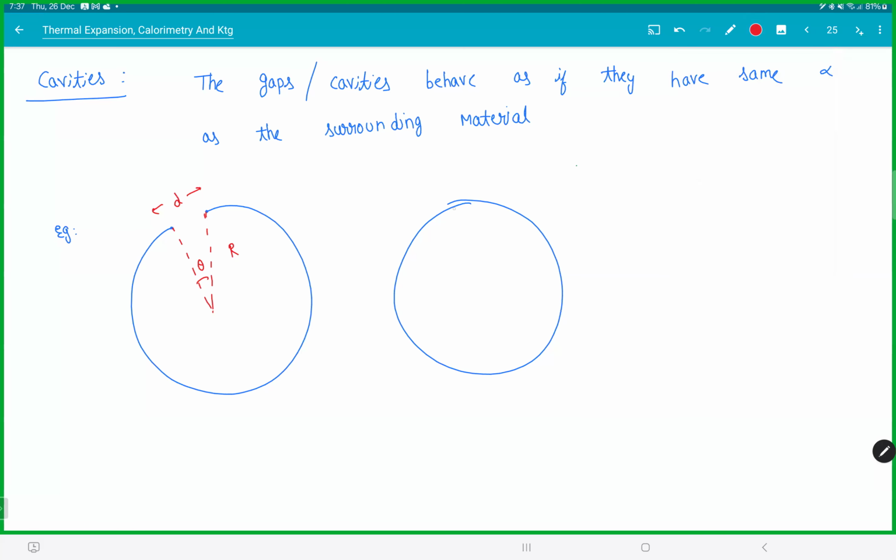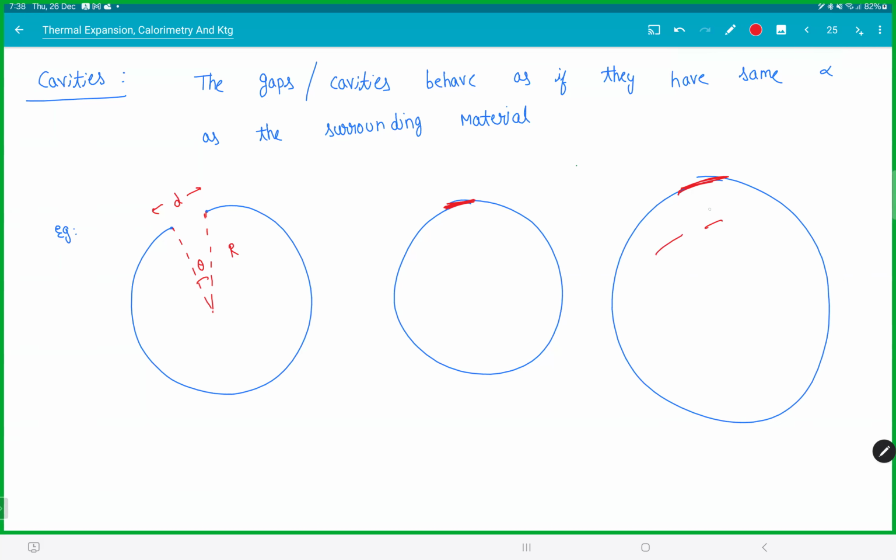Take a red color marker and paint it. Don't cut it. Paint it. Now expand the ring. The red color marker also will expand. Now cut it. Do you think the gap increased or decreased? Gap increased, right?